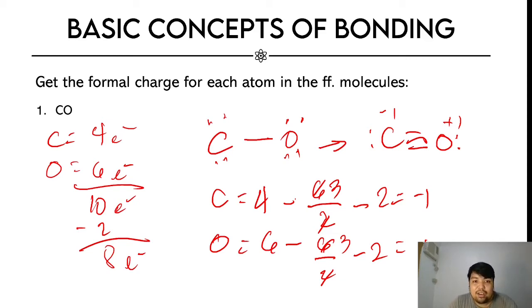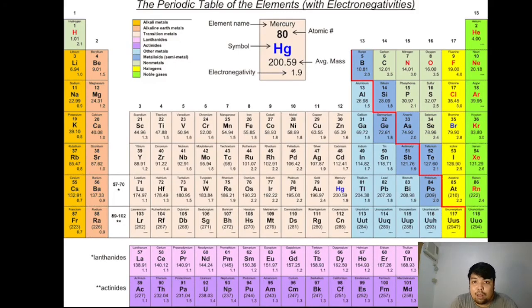Now the question here is, if you look at the periodic table, oxygen, which has an electronegativity of 3.5, is more electronegative than carbon, which has an electronegativity of 2.5. However, carbon has the negative charge while oxygen has the positive charge, which is contradicting the rules of determining which is the dominant structure.